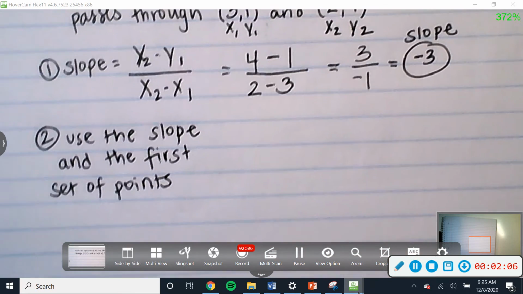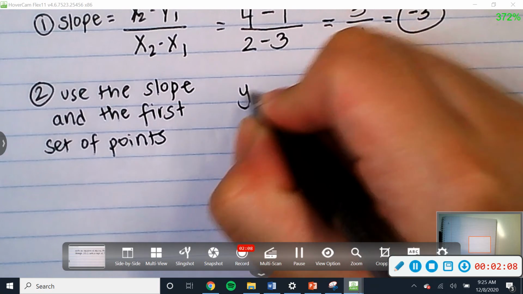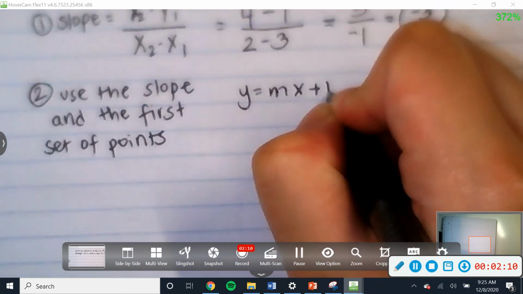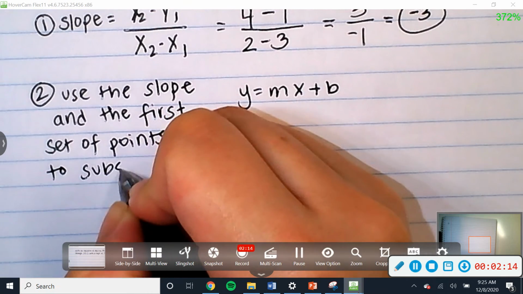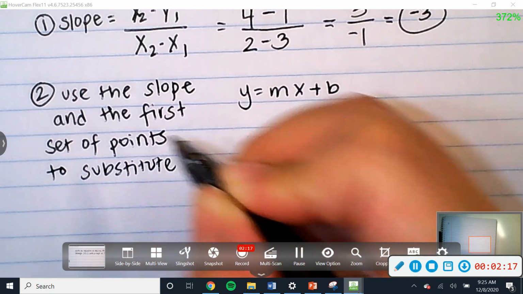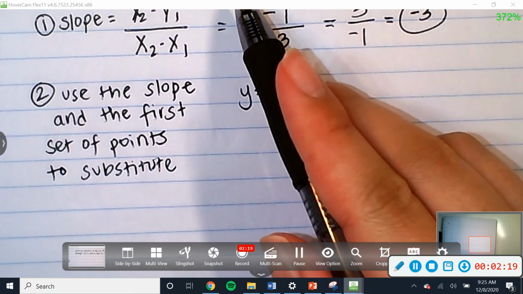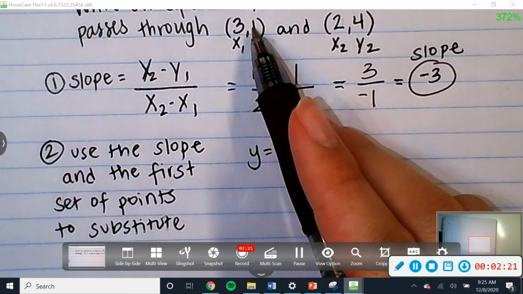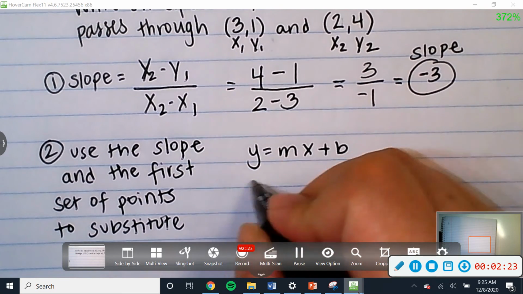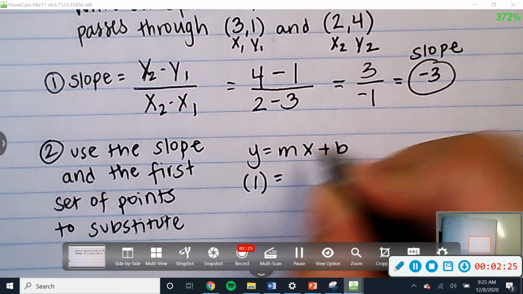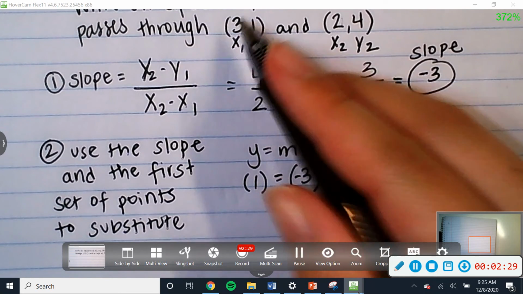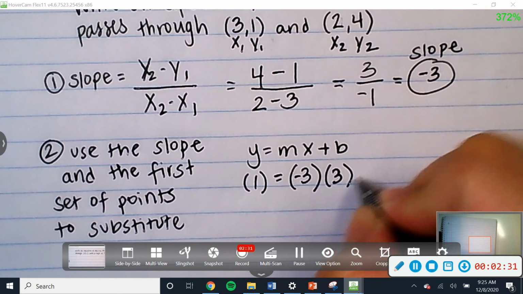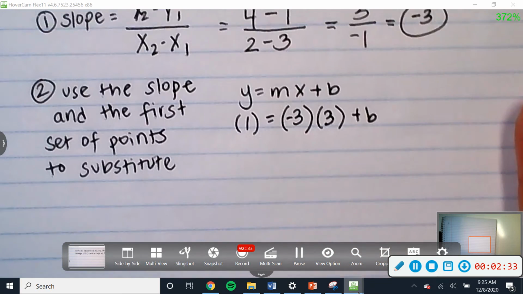So I'm going to first write out y equals mx plus b to substitute. And then I'm going to substitute my x and y values. y was 1. My slope was negative 3. The x value was positive 3. And then I have plus b.